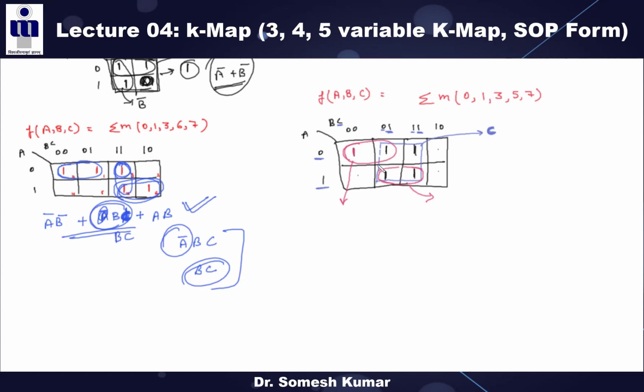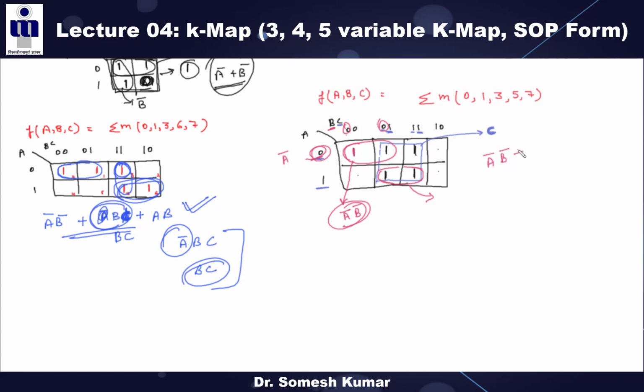So what are the common terms in this pair? A bar, B bar, right? From here this 0 is common, and from here this 00 is common, and 00 here represents B bar, and this 0 represents A bar, right? So A bar B bar. So what is the answer of this?